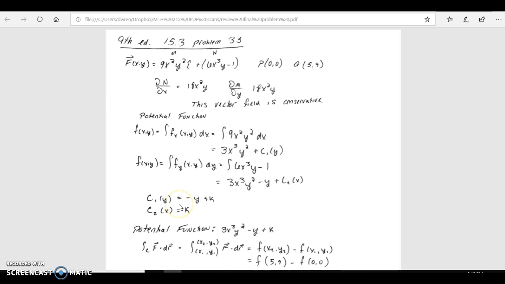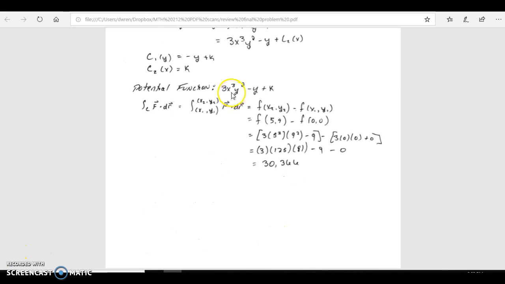Alright, solving for our two constants here, c1 of y equals any term that contains just a y, and in this case it is just negative y, plus the constant k. And then c2 of x equals any term that would just have x in it, and there are none, so we'll just assign it the constant k. Thus giving us our potential function of the common terms between the two integrals of 3x to the third times y squared minus y plus the constant k.